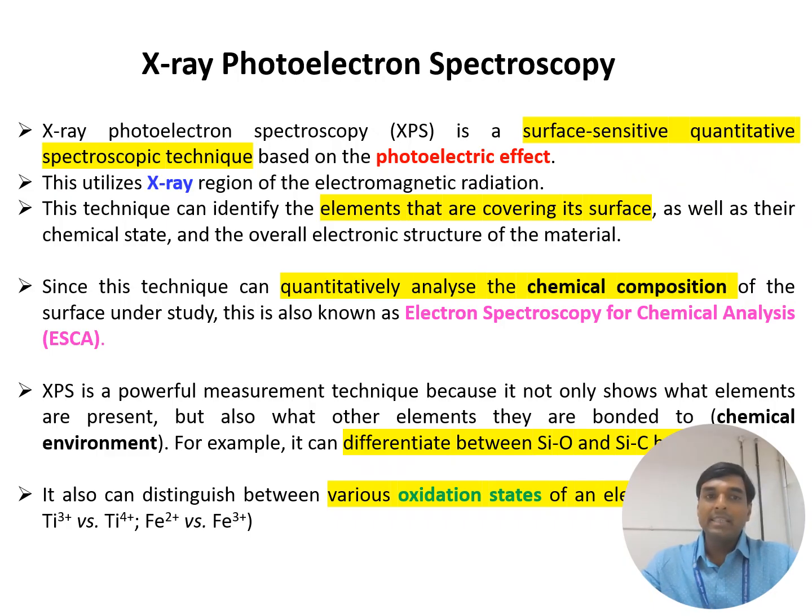So this technique is highly useful quantitatively, meaning how much percentage is present, and that's why it is very important. That's why I said it's also electron spectroscopy for chemical analysis. We used to call it elemental analysis. It's a powerful technique because it does not show only the elements present, it also shows how these elements bond to other atoms.